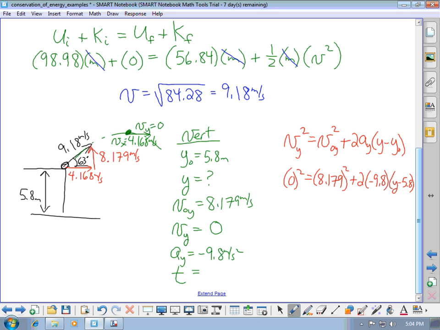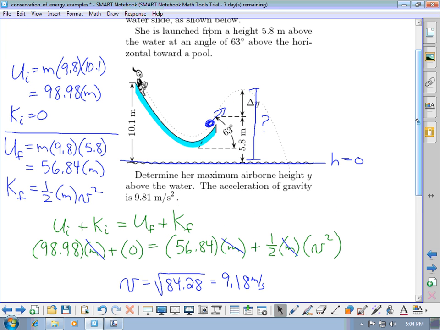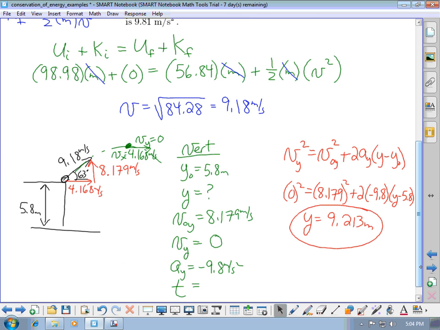So if you solve that for y, you get that her final height above the water is 9.213 meters. And this is what the question asked for. So go back and double check. So determine her maximum airborne height y above the water. So that is what we just solved for.